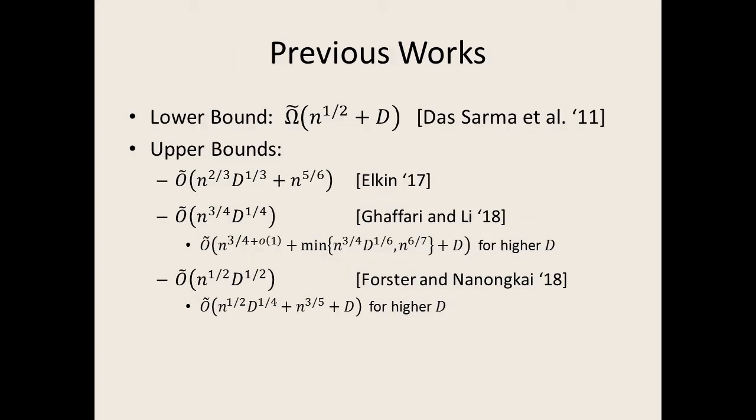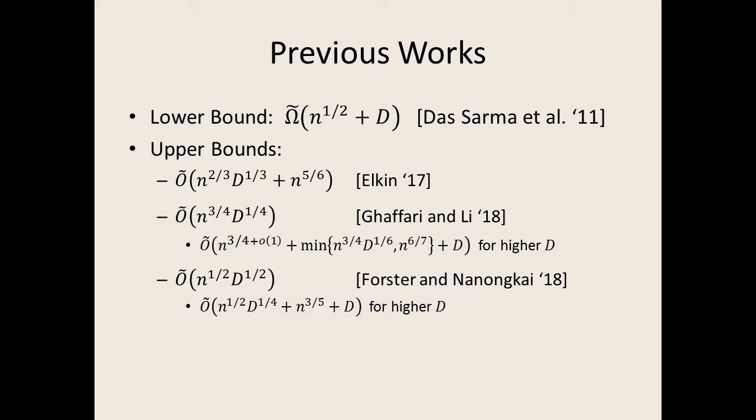Previous works have managed to make some progress. First, a stronger lower bound of almost square root of n was shown in this work. Second, the upper bound for this problem has been improved in a series of works, starting with that of Elkin, which works for weighted and undirected graphs, and finally getting to this bound, which works for weighted directed graphs with non-negative integer weights.